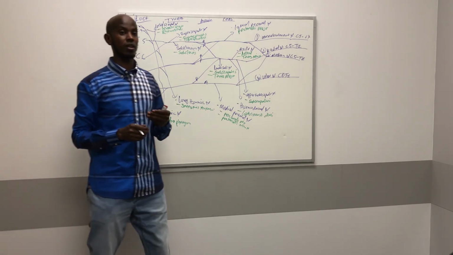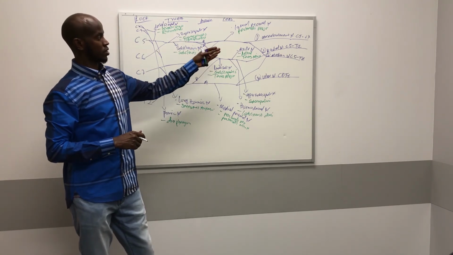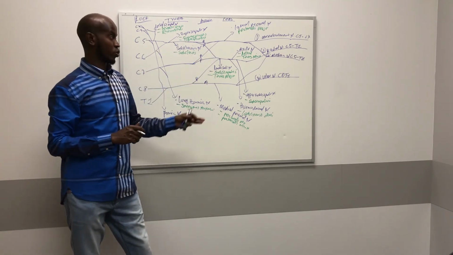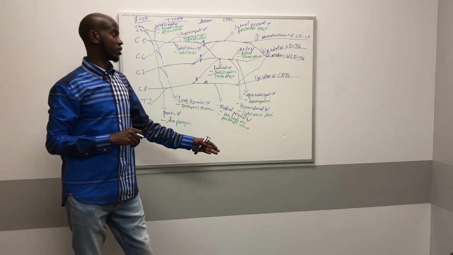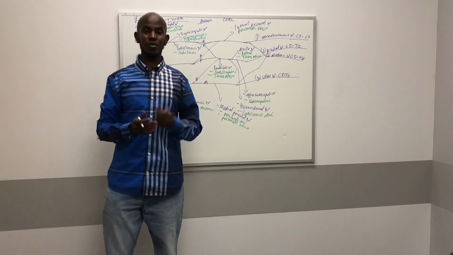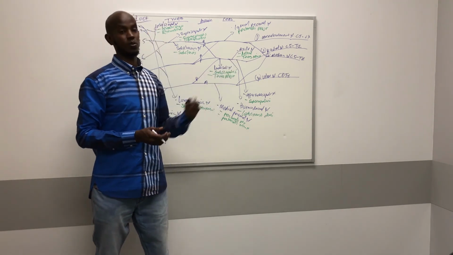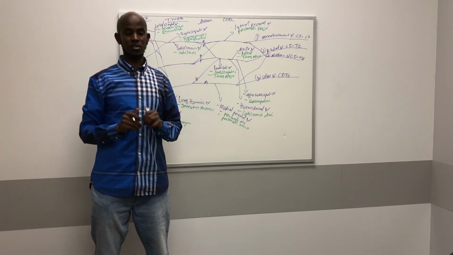For the next tutorial, I will be explaining the terminal branches. We already know the names: musculocutaneous, median nerve, radial nerve, and ulnar nerve. So I'm going to explain the muscles that those nerves supply. Those are about 37 muscles.